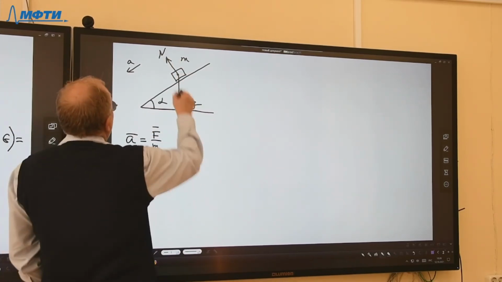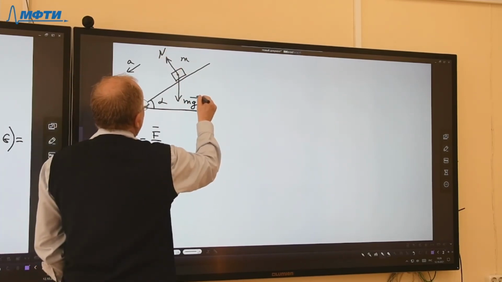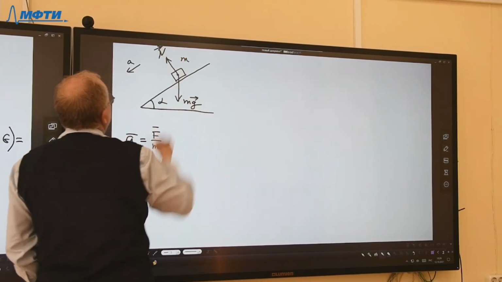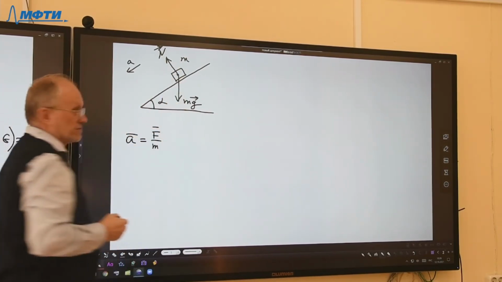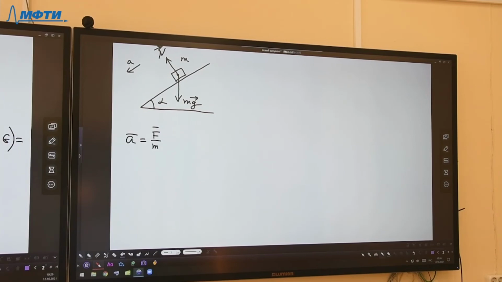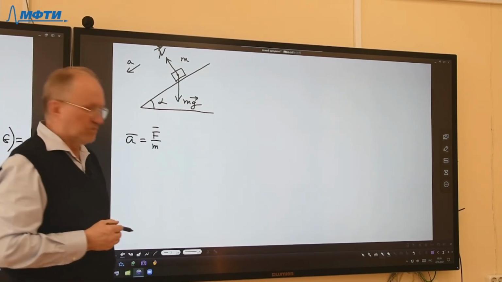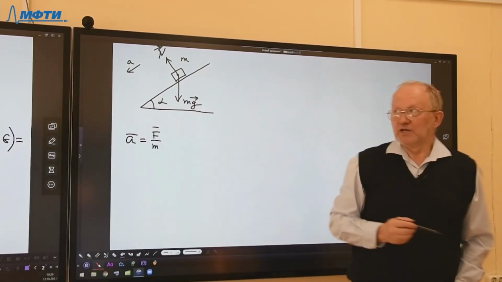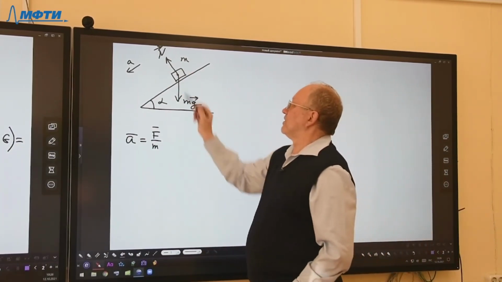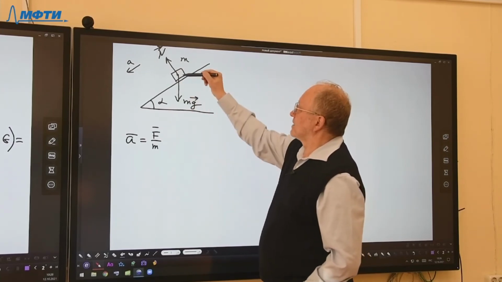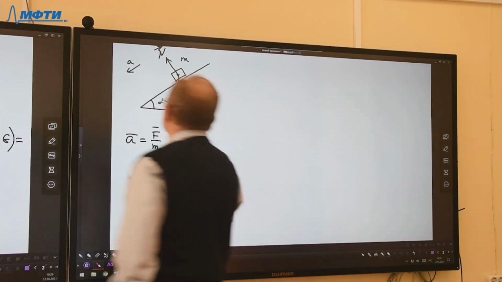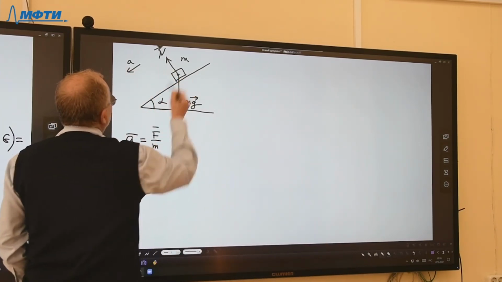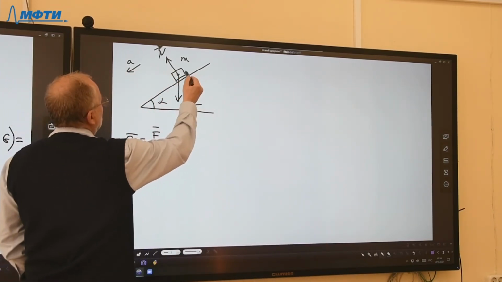What will be the vector sum of these two forces? So this is the vector and this is also the vector. What will be the direction of the vector sum of these two forces? We know the direction even without solving the problem. We don't have to solve the problem in order to find the direction of the net force acting on this block. We know the direction because the acceleration of this block may be directed only along the surface.